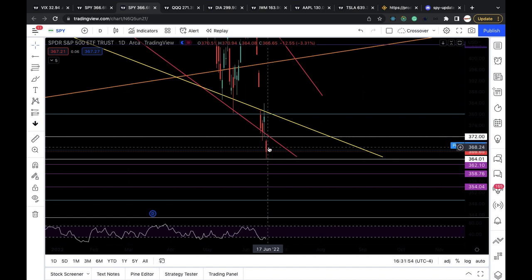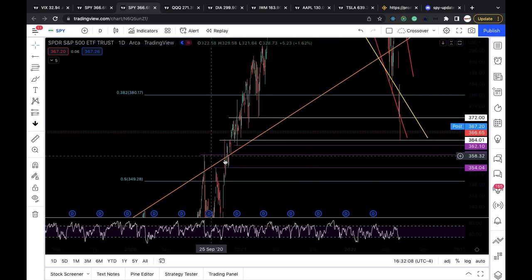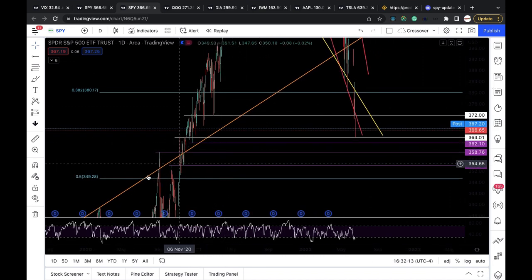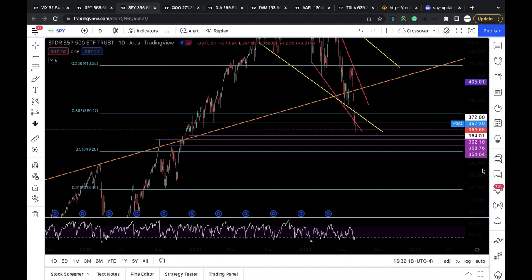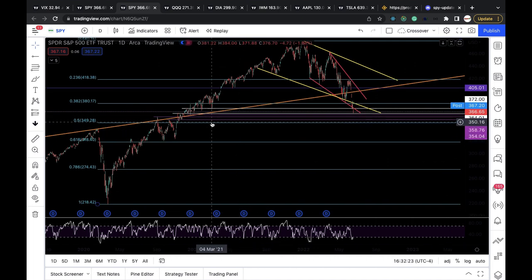But like I said, as long as we're below, I'm bearish. 364 is the critical level. If that fails, I have 362 below, 358.7-ish, 354. Like I said before, they're all based on previous resistance and support levels. And if 354 fails, I have the 50% retracement level based on my Fibonacci levels. That's the light blue lines here. 349.2-ish to 350 is the 50% retracement level, a support level.